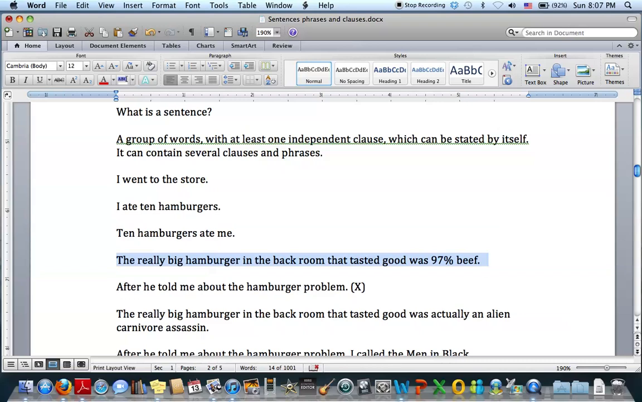Same deal. I come down to the next one. After he told me about the hamburger problem, what we have right here is another subordinator, just like what we were looking at before. It's a subordinator, and that means that we have here a dependent clause. It needs to be linked to an independent clause. If I wanted to fix it, here's one way of doing it. Comma, I got very scared, just like that. After he told me about the hamburger problem, I got very scared. Now I've got an independent clause. I got very scared, and that helps me complete this sentence. Now I have dependent clause, independent clause. Those two together form one sentence.